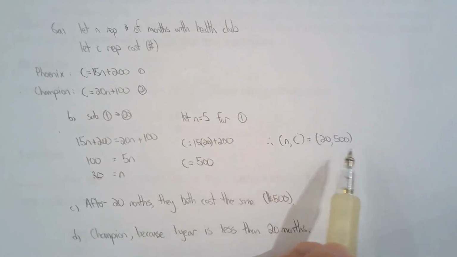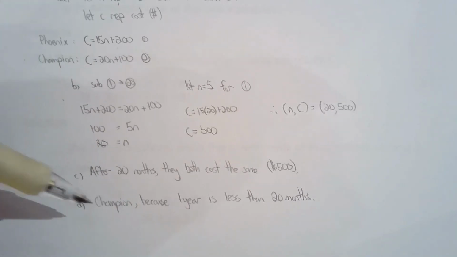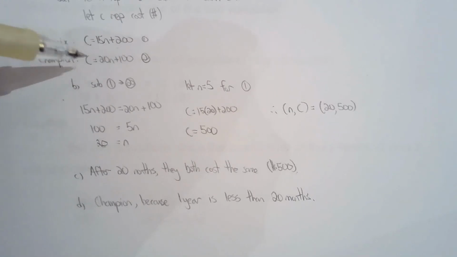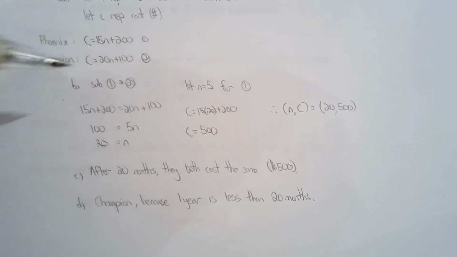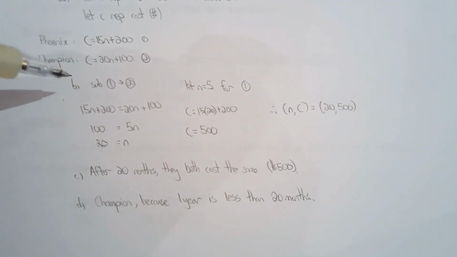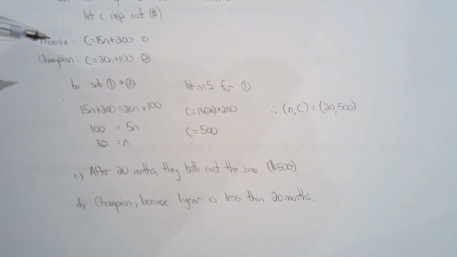So 20 months is the solution, which means that after 20 months, both of these health clubs charge $500. So if you're only going to join a club for 1 year, you should go with Champion, because Champion is the one that has the lower initial value but the higher monthly cost. But since you're not playing for 20 months, you're only playing for 12 months, you should go with that option, the one that's better in the beginning.